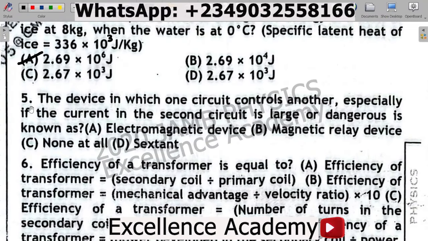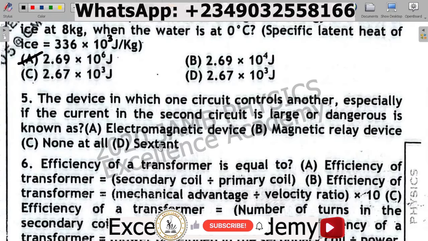Question 5. Question 5 says the device in which one circuit controls another, especially if the current in the second circuit is large or dangerous, is known as: A, electromagnetic device; B, magnetic relay device; C, none at all; D, sextant. All right, so what is the correct answer to this question?